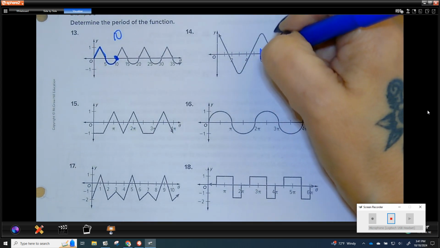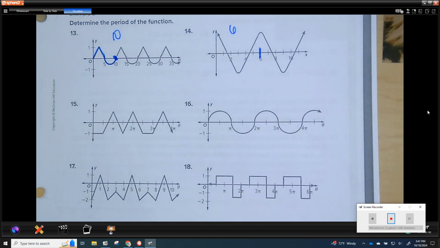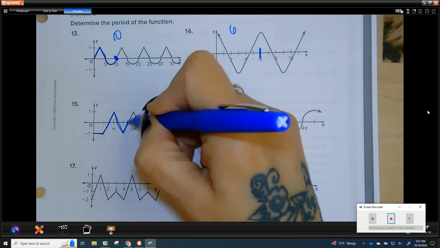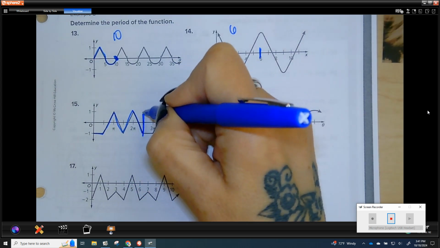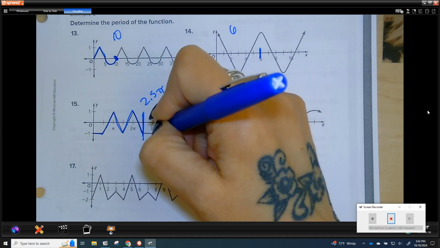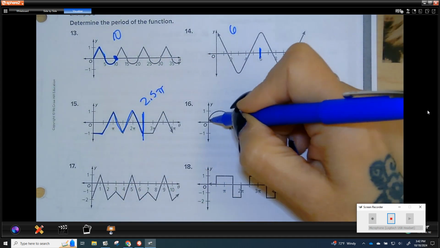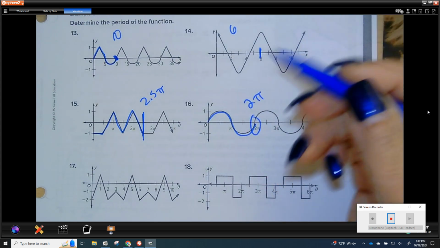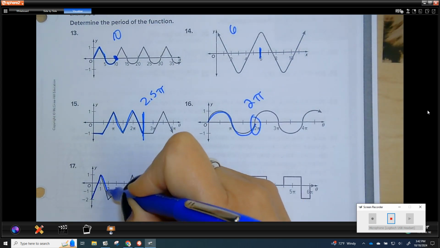One cycle, 6. Down, up, up, up. One cycle, 2.5 pi. It's not over here because we already have that flat part. One cycle, 2 pi. This starts slow, and it goes right here because that starts the new one.